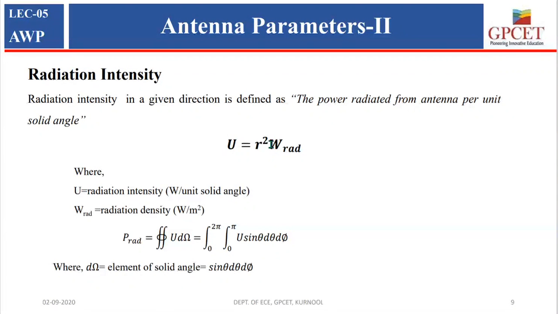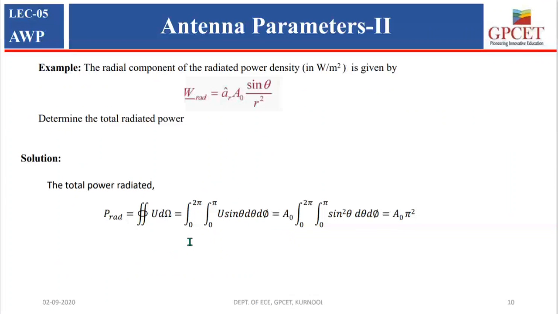If you want to know the total power, same as the previous case, you must integrate this radiation intensity over a closed surface in solid angles. Okay, let us try to understand this by solving a problem. In this problem, the radial component of the radiated power density is given like this. Determine the total power radiated.